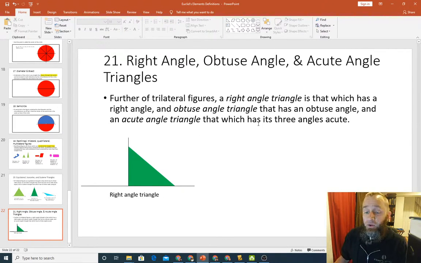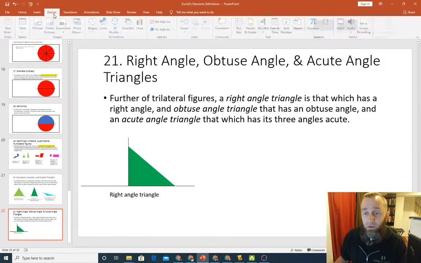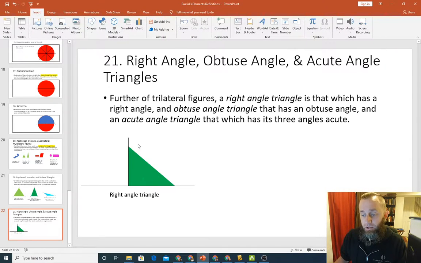Next, we need an obtuse angle triangle. An obtuse angle triangle is one that has an obtuse angle. So for that, obviously, I'm not going to be allowed to use a right triangle, because a right triangle doesn't have an obtuse angle in it. We will prove that later on, but for right now, I'm just going to have to ask you to trust me.